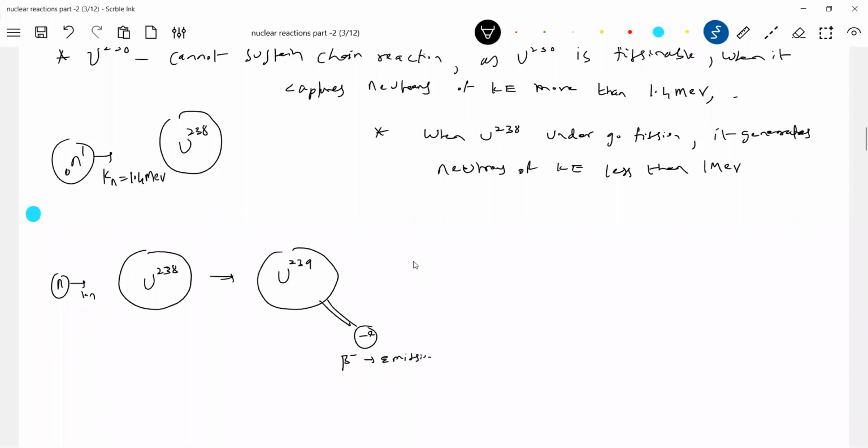You know what the half-life is? The half-life is 23 minutes, the moment it captures the fast-moving neutron. Sir, you said a fast-moving neutron capture undergoes fission. It's all probability. So instead of undergoing fission, what happened? It became uranium-239. After 23 minutes, it will undergo beta emission. After beta emission, it will become neptunium-239.